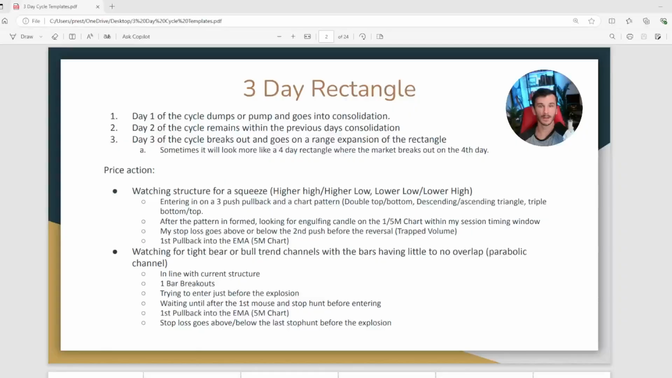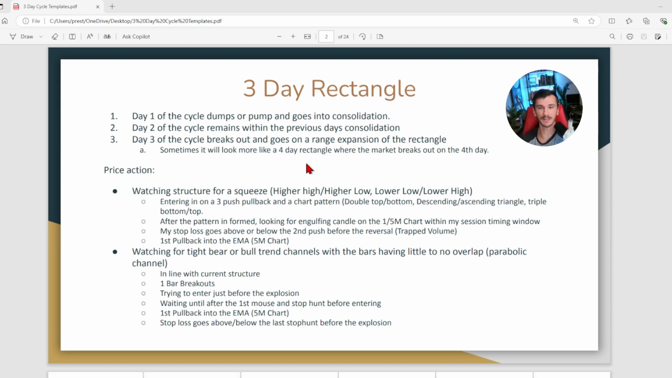The first template that we're going to be looking at is the 3-day rectangle, and usually this is going to be where day one of the cycle dumps down or goes into consolidation. Day 2 of the cycle remains within the previous day's consolidation. Day 3 of the cycle goes on a range expansion, basically breaking out of that rectangle and completing a measured move of that rectangle. And sometimes it will look like a 4-day rectangle.